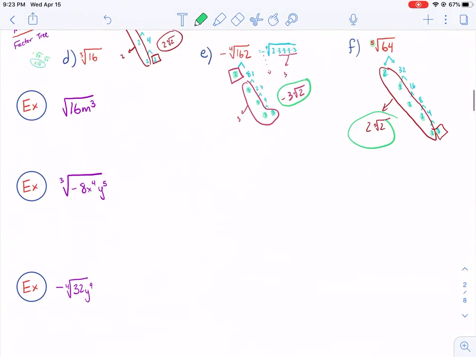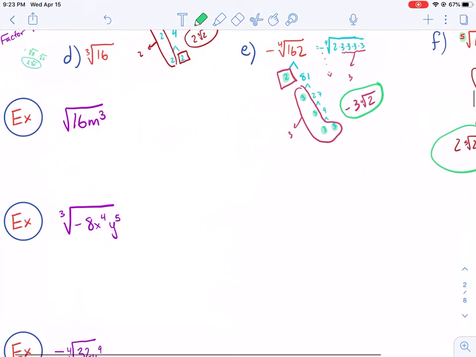Okay, so we're going to do a few more examples. These are going to have some variables in them, but they're going to be a little bit easier, I hope. So here we have our first example, which is the square root of 16m cubed. The index is 2, square root obviously, so we're going to look for perfect squares. This one's easy to look for perfect squares. We don't necessarily need a factor tree here.